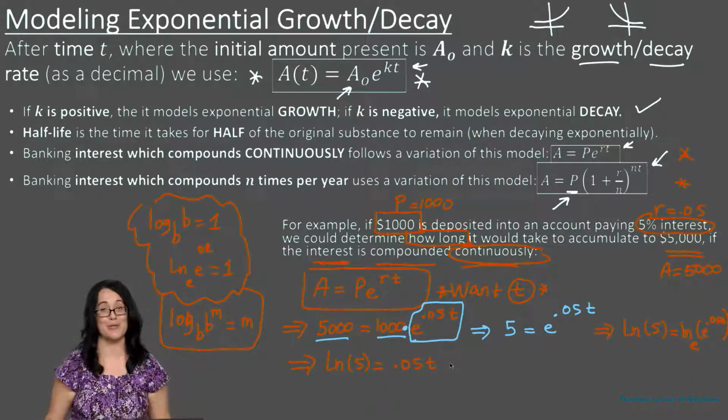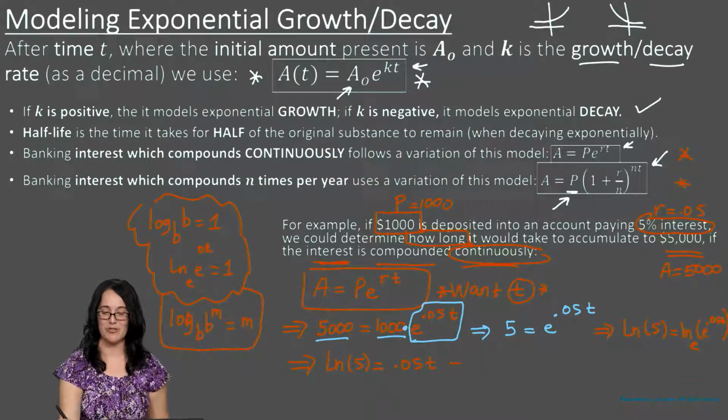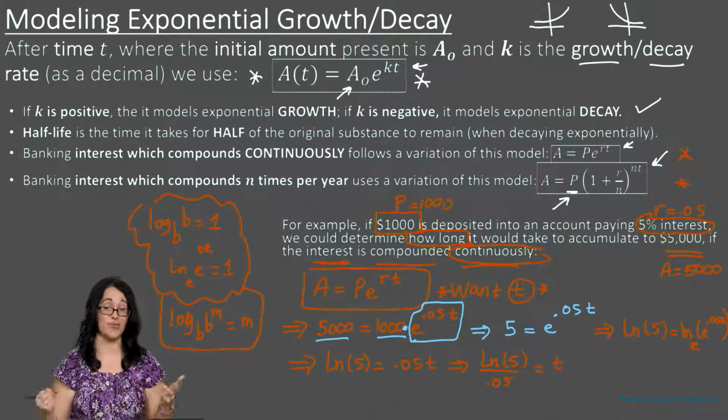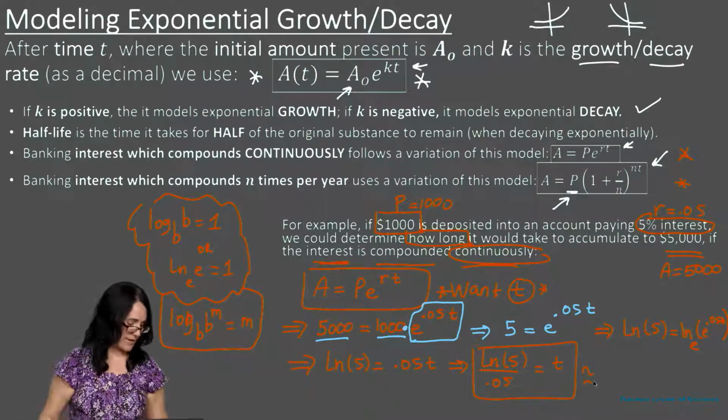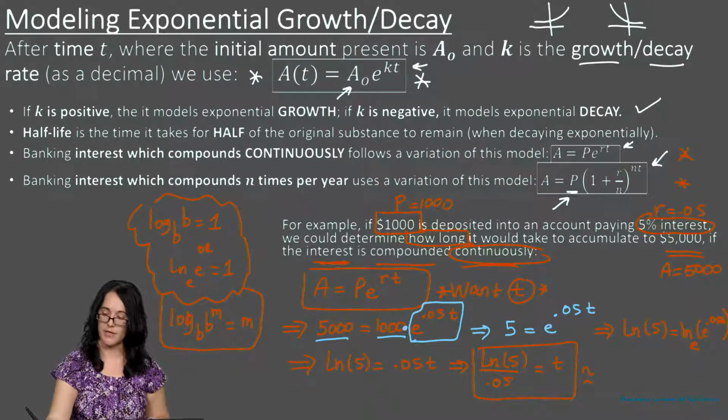And now hopefully you can solve this linear equation, right? Undo multiplication with division, you'll get that the natural log of 5 divided by 0.05 is your t. Okay, so that's your exact answer. Or 1/2 ln5 would also work, right? The approximate answer, when you put this in technology, your t should be roughly, to the nearest tenth, 32.2.